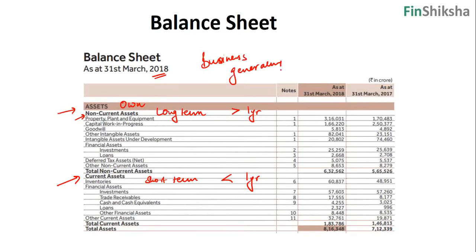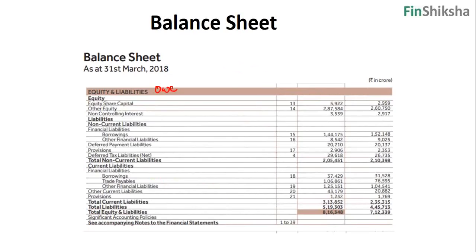These are essentially business generating assets. So they'll give you money if you use them, right? That's what a company does. Now, how does a company buy these assets? From where does the company get the money to buy these assets? That's what you owe to other people. And that's what is called liabilities.